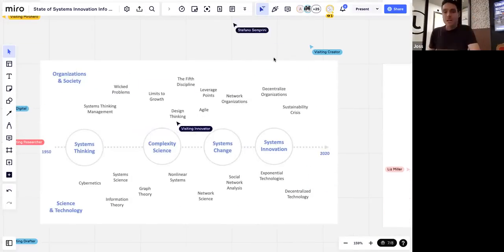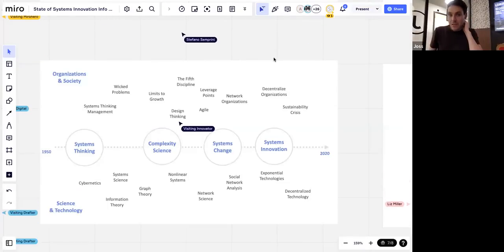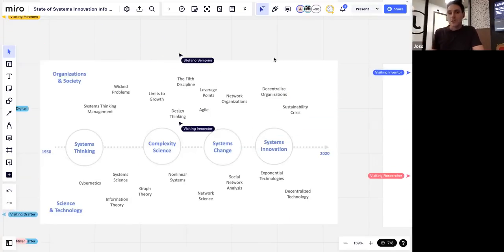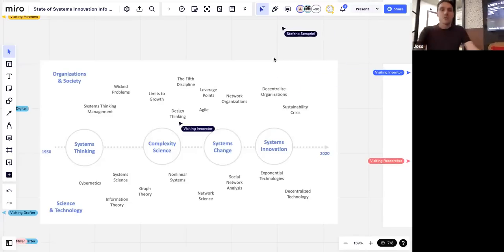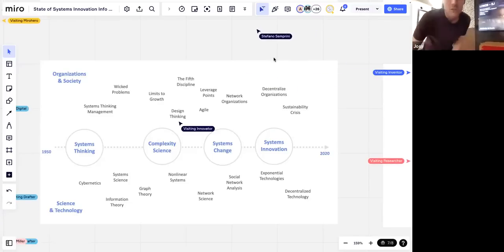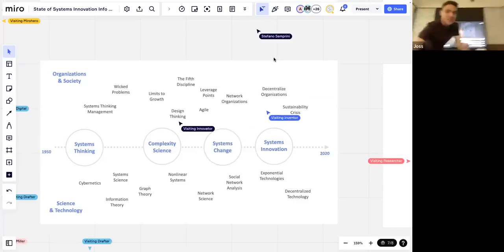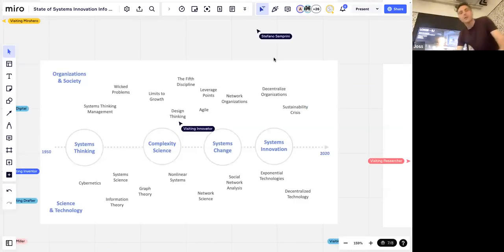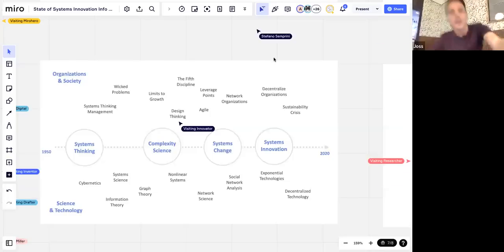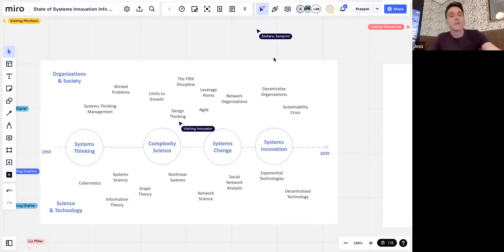So systems thinking goes all the way back to the mid-20th century and has evolved since that time. We show on the top societal and organizational changes or important ideas and developments, and on the bottom more science and technology changes that have contributed to this. In the 1970s, complexity science came along, and nonlinear science, and made a big breakthrough. That was the next big breakthrough after systems thinking, systems theory in the mid-20th century.